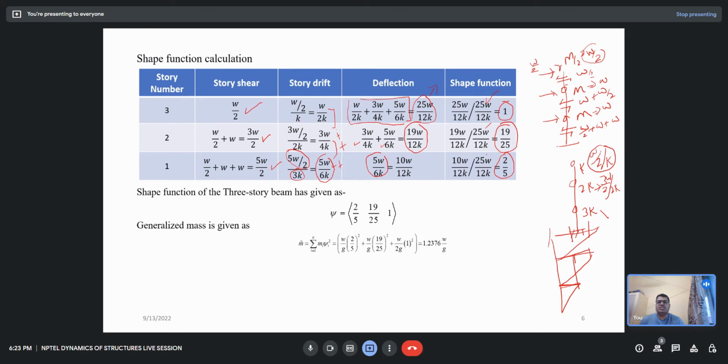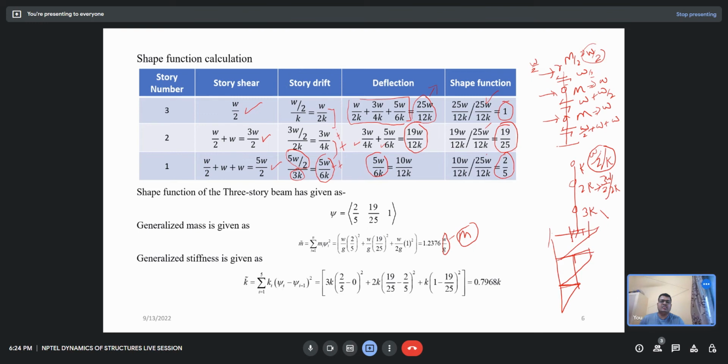Generalized mass, whatever I have discussed in the previous question, that is M equals summation i equals 1 to n of m_i psi_i squared. So here I would write W by g, but no need to write W by g because we have already been given m. W by g is what? That is the m. Okay, so that will come as 1.2376 m.